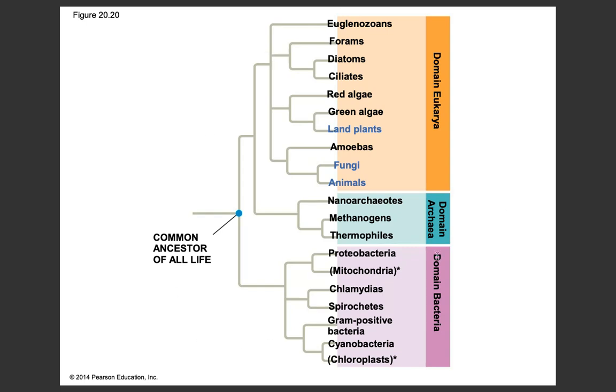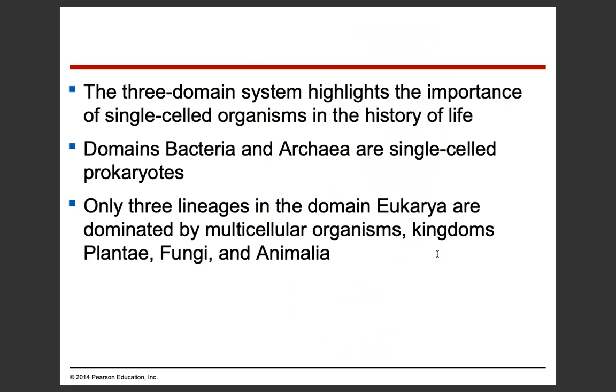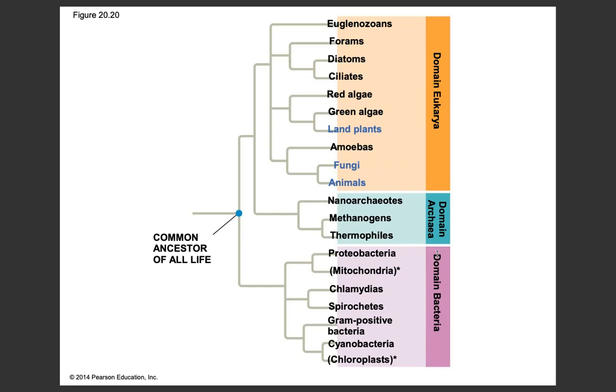So it's kind of crazy to think what else in a couple hundred years, or how this is going to change, right? The three-domain system highlights the importance of single-celled organisms in the history of life. The domains Bacteria and Archaea are single-celled prokaryotes, but remember that we have two different domains for them because they are vastly different types of organisms, although they're still prokaryotic. Only three lineages in the domain Eukarya are dominated by multicellular kingdom organisms. You have the kingdoms Plantae, Fungi, and Animalia, which were highlighted here for you.